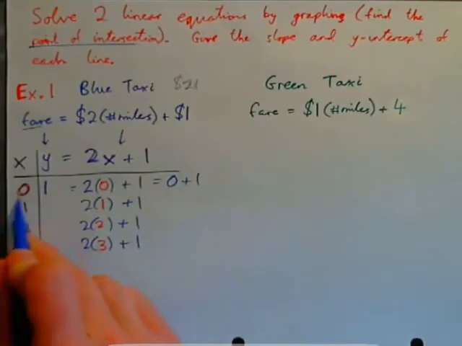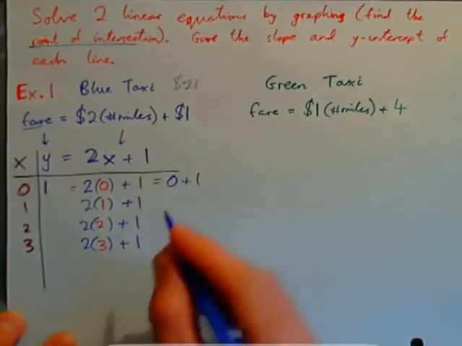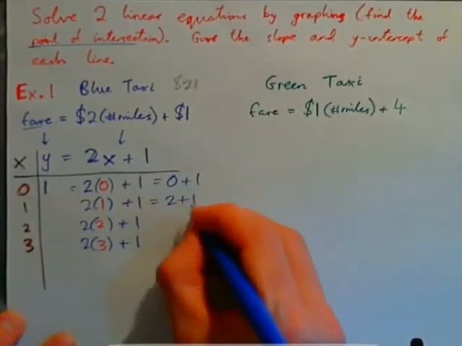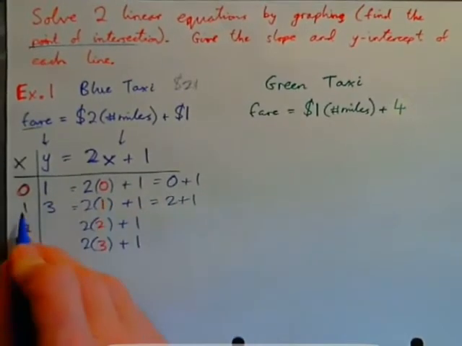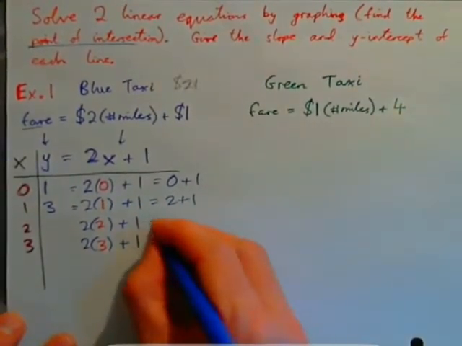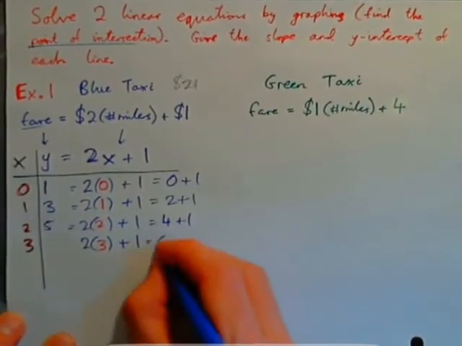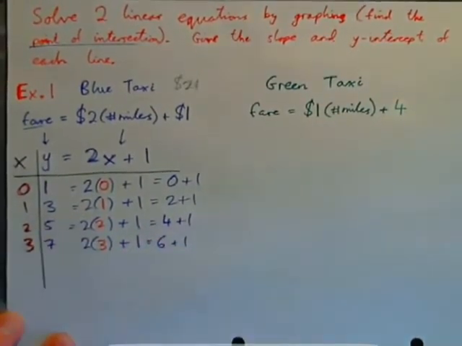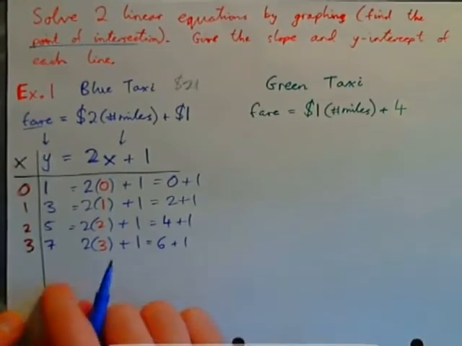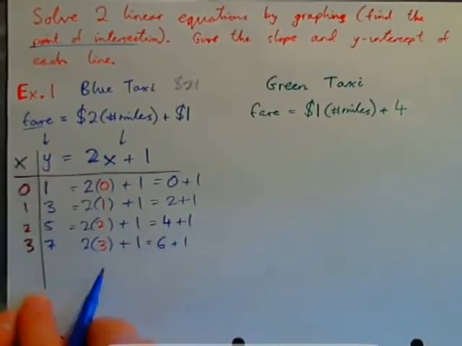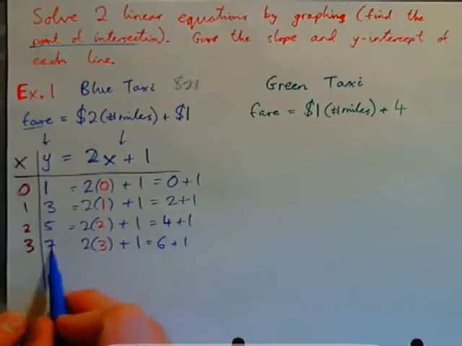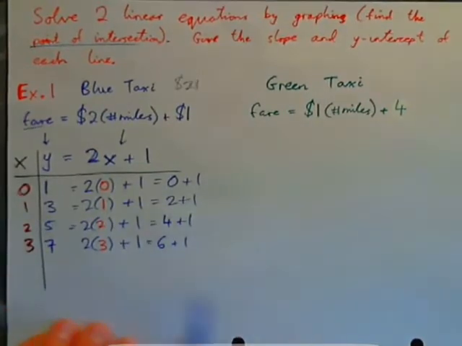In other words, if you go no miles in the taxi, the driver charges you $1. 2 times 1 is 2, plus 1 gives us 3. If I go 1 mile, he'll charge me $3. 2 times 2 is 4, 4 plus 1 is 5. 2 times 3 is 6, 6 plus 1 is 7. So this is the fare. This is the situation. If I go 3 miles, he charges me $7 and so on, right?